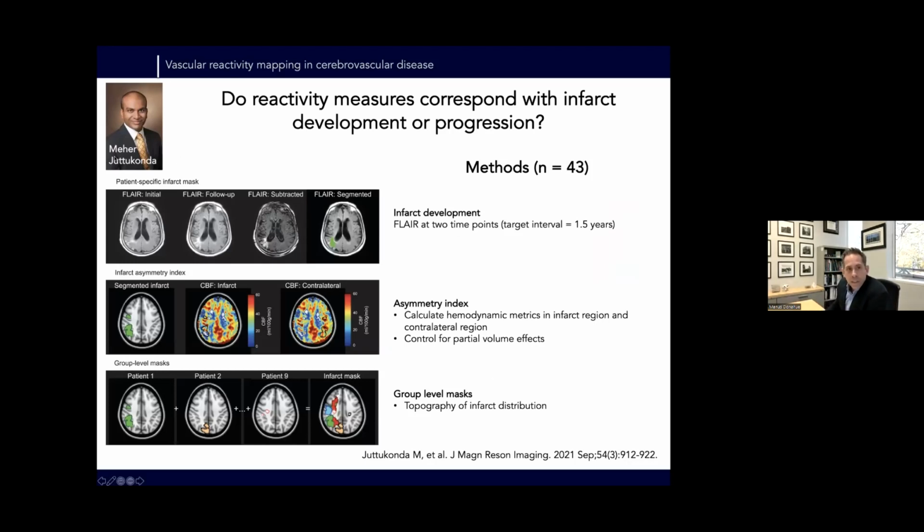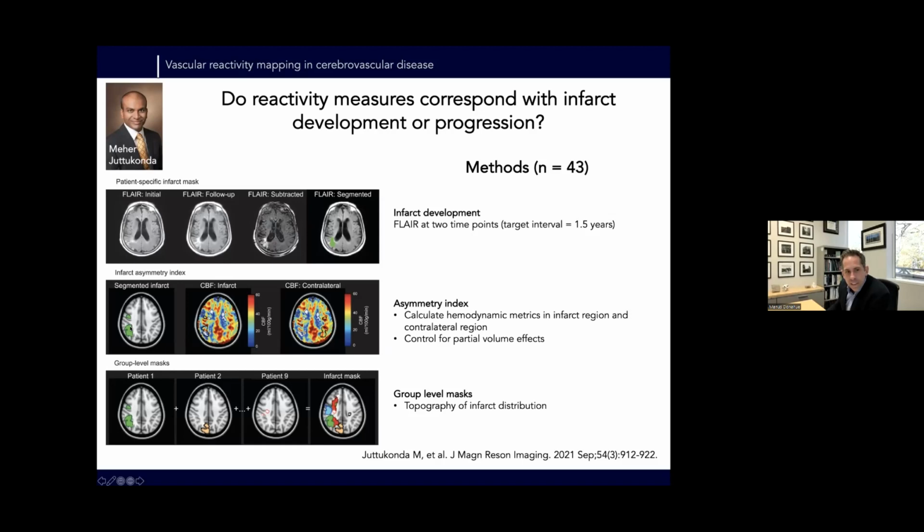So we had a postdoctoral fellow, Meher Jadakonda, who's now at MGH, who looked at this in 43 participants who we followed for about 1.5 years or so. And what he did is he went in and he segmented out which ones had new infarcts on FLAIR, and you can measure that. And then it's a little bit tricky because the blood flow and the blood volume are different in the gray matter and white matter. So about 2.5 times higher in the gray matter than the white matter.